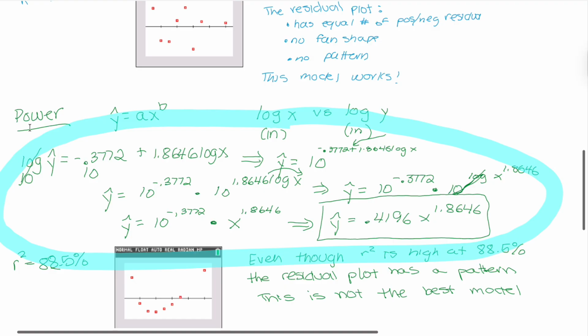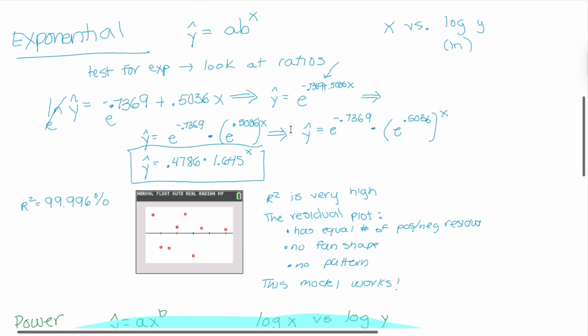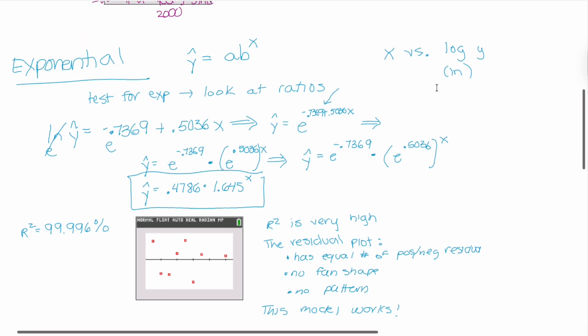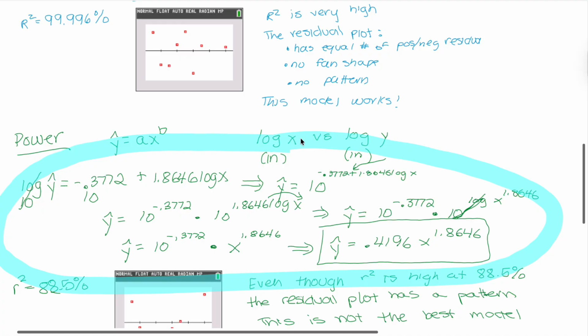So the power function is y hat equals a times x to the b power. This time, instead of doing x versus log y or natural log of y, we're using log x versus log y, or natural log of x versus natural log of y. Same thing, we're gonna use the data of these two and get our equation from our calculator. And then we're gonna raise both sides to the 10th power, because this time we used log y instead of natural log of y. If we use natural log of y, then we're gonna raise everything to the e power.